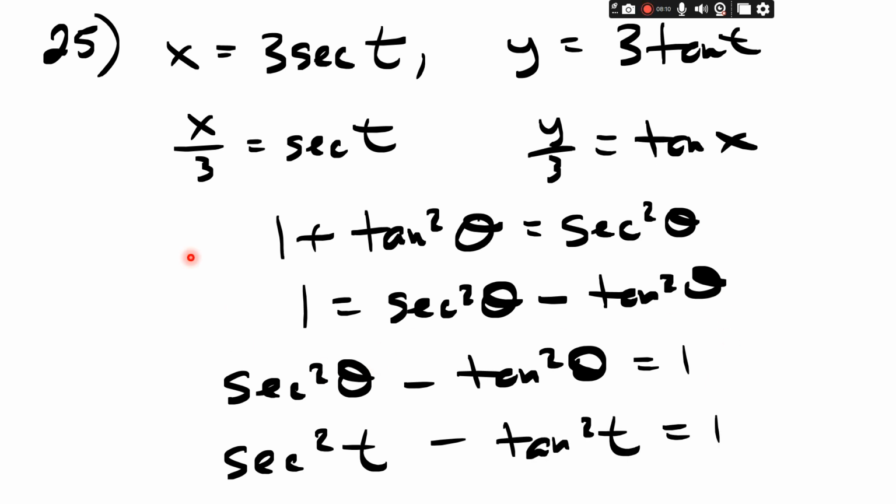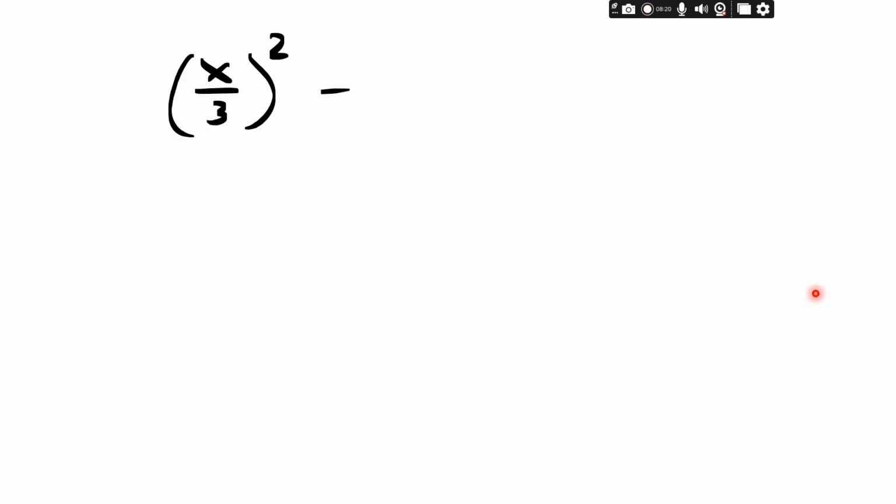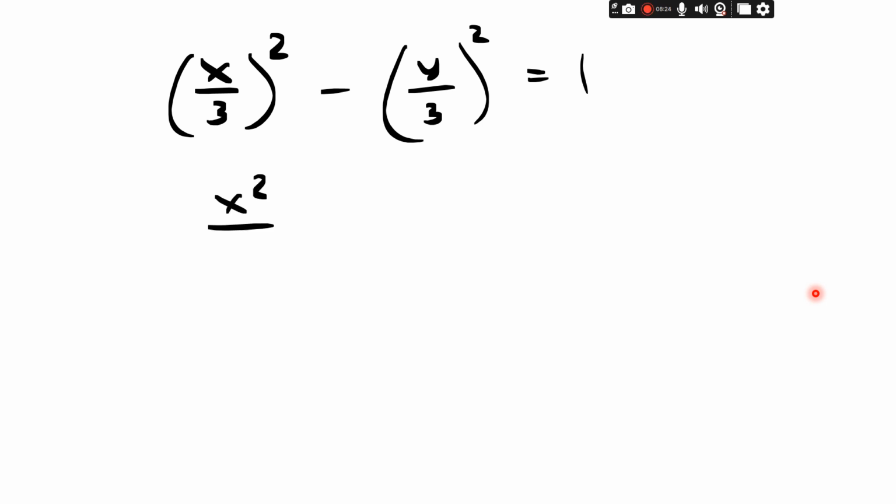Okay, here's what we need to do. We're going to plug in x over 3 into this one and square it. We're going to plug in y over 3 into this one and square it. And a 1 on the outside. That's perfect. Okay, so I got x squared over 9 minus y squared over 9 is equal to 1. Perfect.